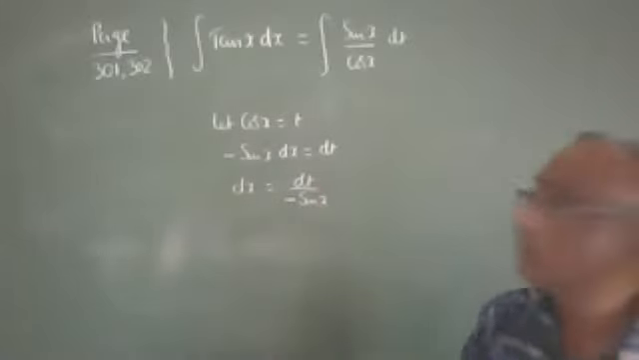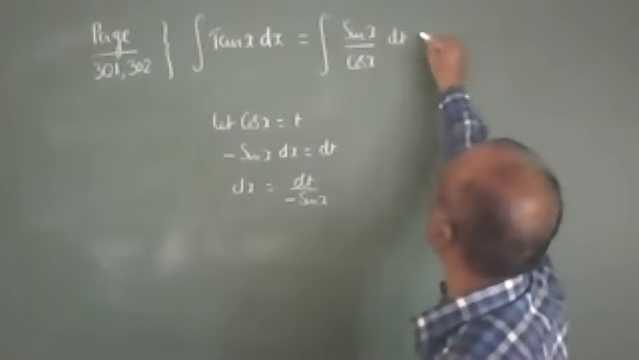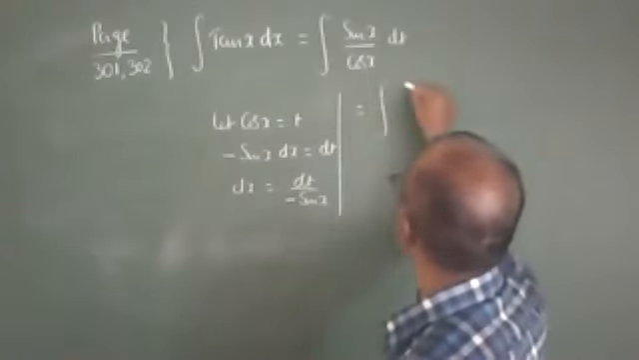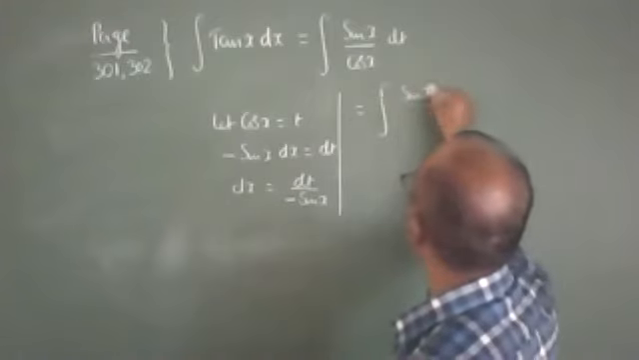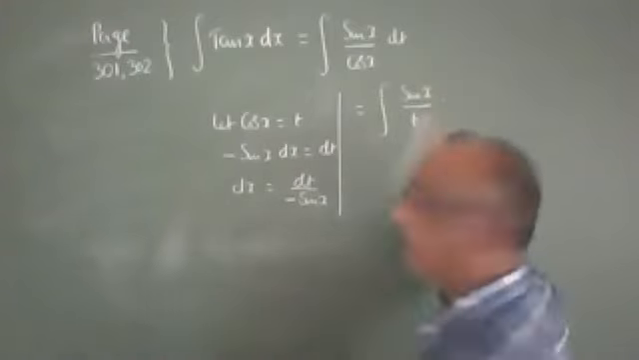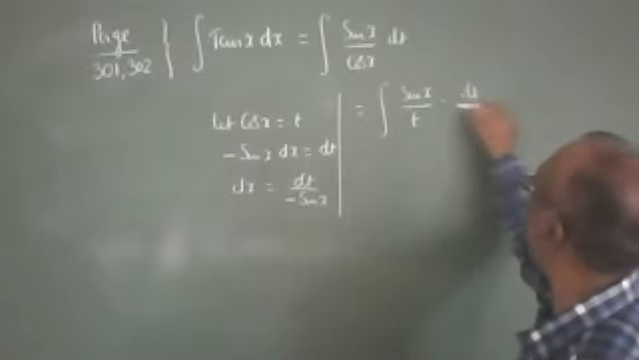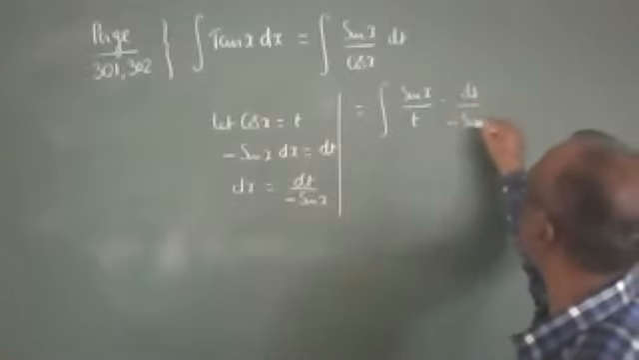Now we can substitute in the problem. Everyone substitute: integral of sin x by cos x, let cos x be t. dt means dx is dt by minus sin x.